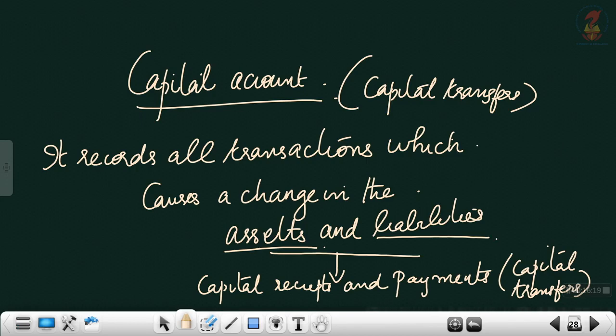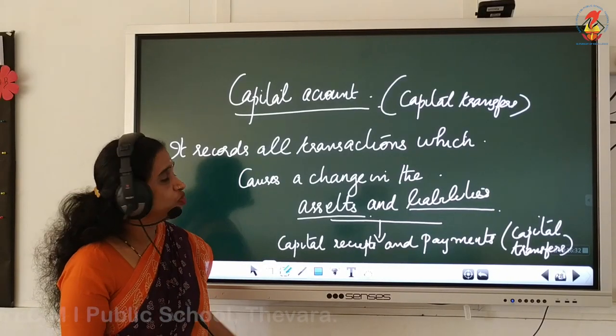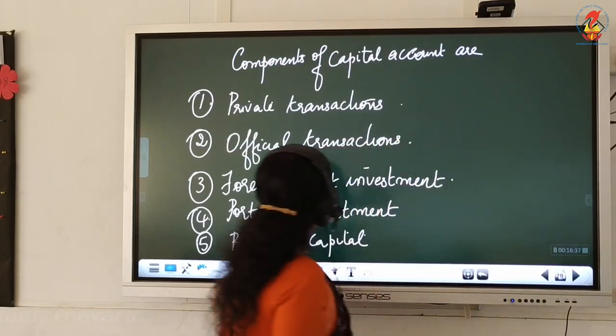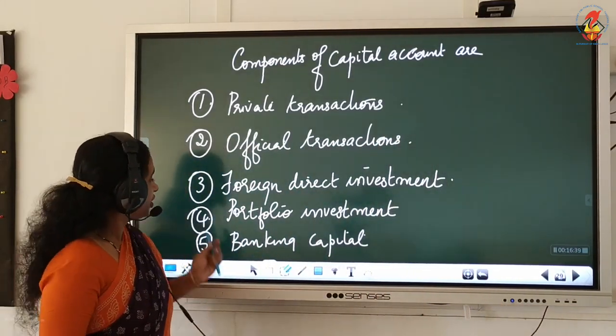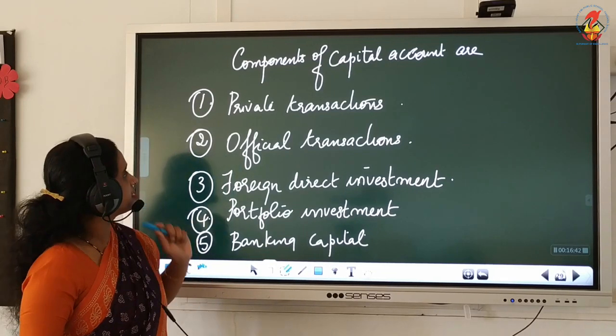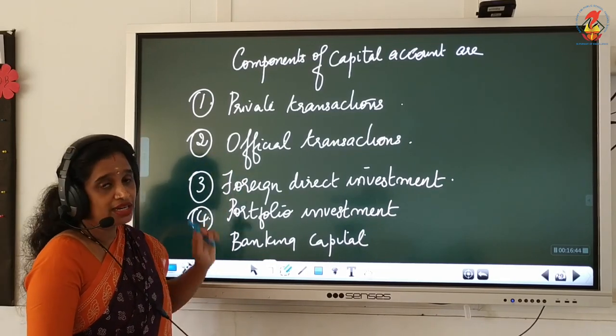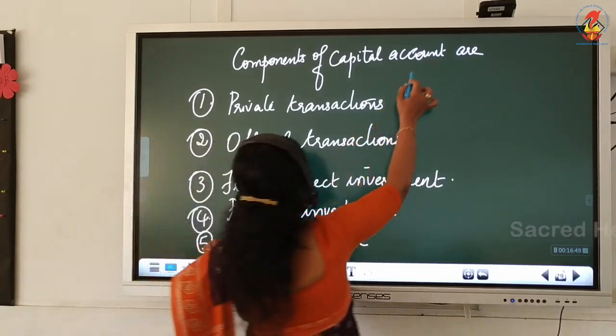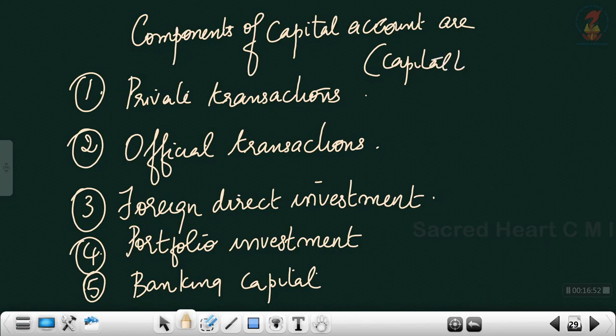Therefore, we can say when it causes a change in the assets and liabilities, what should come to your mind? Capital receipt and capital payment, which can be termed under one heading as capital transfers. Now, we will move on to the components of capital account. The components of capital account are divided into 5 items. The 5 items are under this capital account, under this capital transfer. Capital transfer mainly deals with the capital account. Capital account mainly deals with the capital transfer.